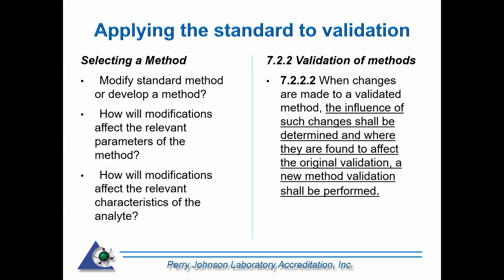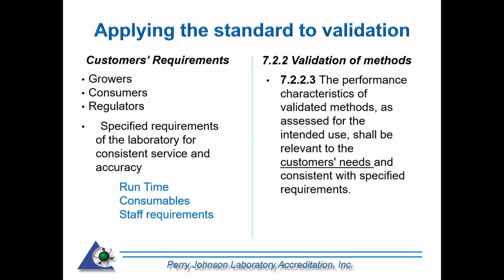So our next clause then is 7.2.2.2, and we're looking at when changes are made to a validated method, the influence of such changes shall be determined, and where they are found to affect the original validation, a new method validation shall be performed. So this is about how a method, once validated, is not necessarily going to be unchanged forever. Anytime in the use of that method, if it is modified in some way, this needs to be evaluated each time and determined whether you need to do another validation to make sure that with the modifications, it's still meeting all of the criteria, the acceptance criteria for the method as they apply to your intended use.